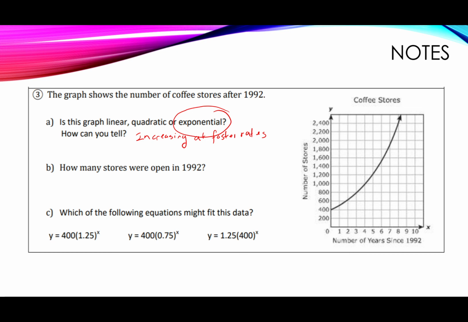So how many stores were open in 92? Again, you look at your y-intercept, and it is 400. And so which of the following equations might fit the data? Okay, well, it's got to be 400 on the outside of the parentheses, so that one's gone. All right, and then I got to think, hey, it's increasing, so my base has to be above 1. This means that one's gone, and that's my answer.